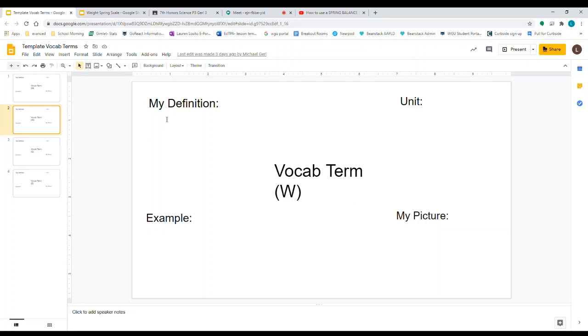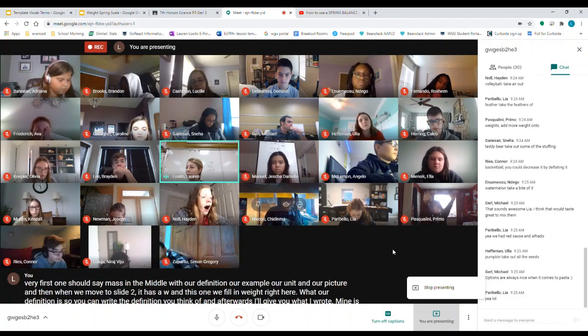So you can write the definition you think of, and afterwards I'll give you what I wrote mine as, but make sure your definition includes gravity in it and an example you can think of. And if you want to fill in picture now, you can, or we can go back and fill in picture later, but take a couple minutes to start filling this out, okay?